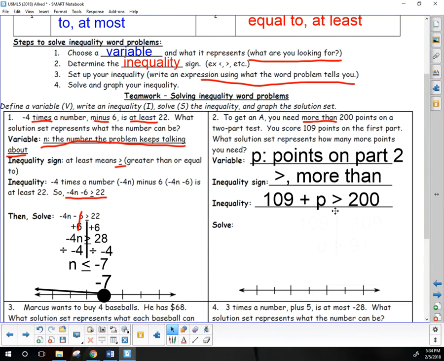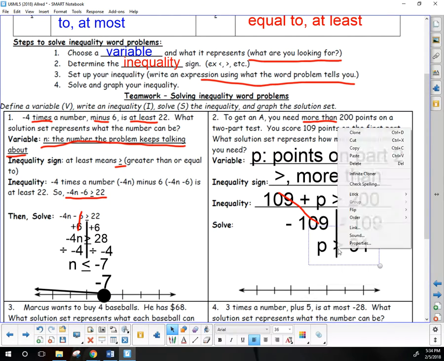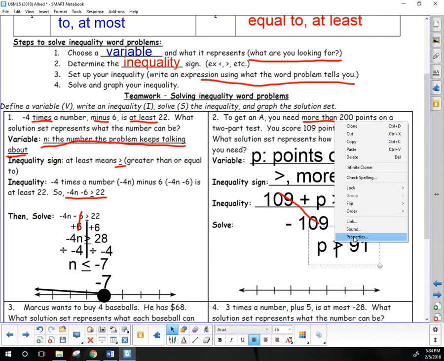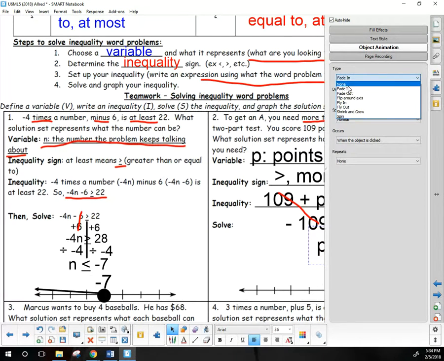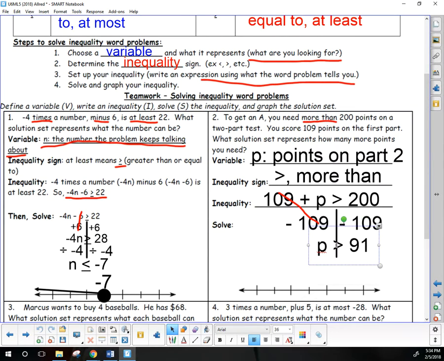A one-step inequality, we just wrote it, and we're going to solve it. We're going to subtract 109 from both sides. When you do that, that cancels out the 109s on this side. You'll have just P, and then the inequality sign should not flip. I don't know why I did that. That's awkward. Mr. Allred made a mistake. So it's still going to be more than 91. So P is going to be greater than 91. I got an open circle with an arrow pointing to the right. I have solved an inequality word problem, y'all. I did it. Isn't that exciting?